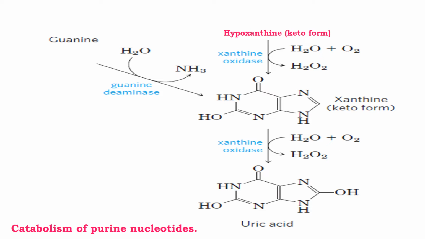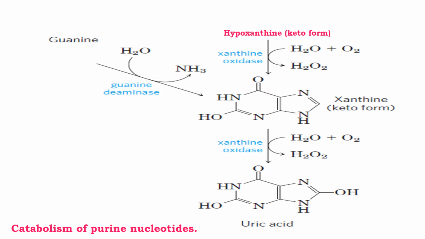There is not much difference between xanthine and uric acid. You can see where the difference is here. Here there is an OH group, and here there is no OH group. Now this xanthine is converted into uric acid. If this uric acid accumulates, then we get a condition called gout.